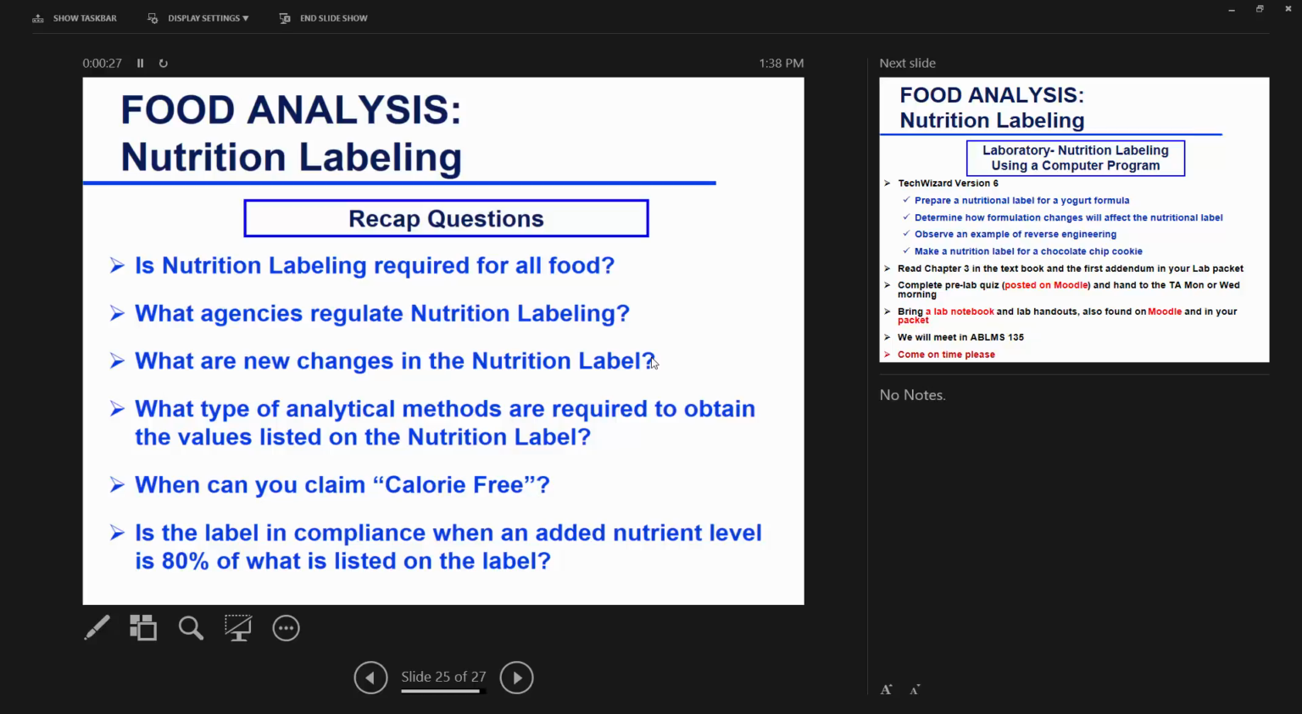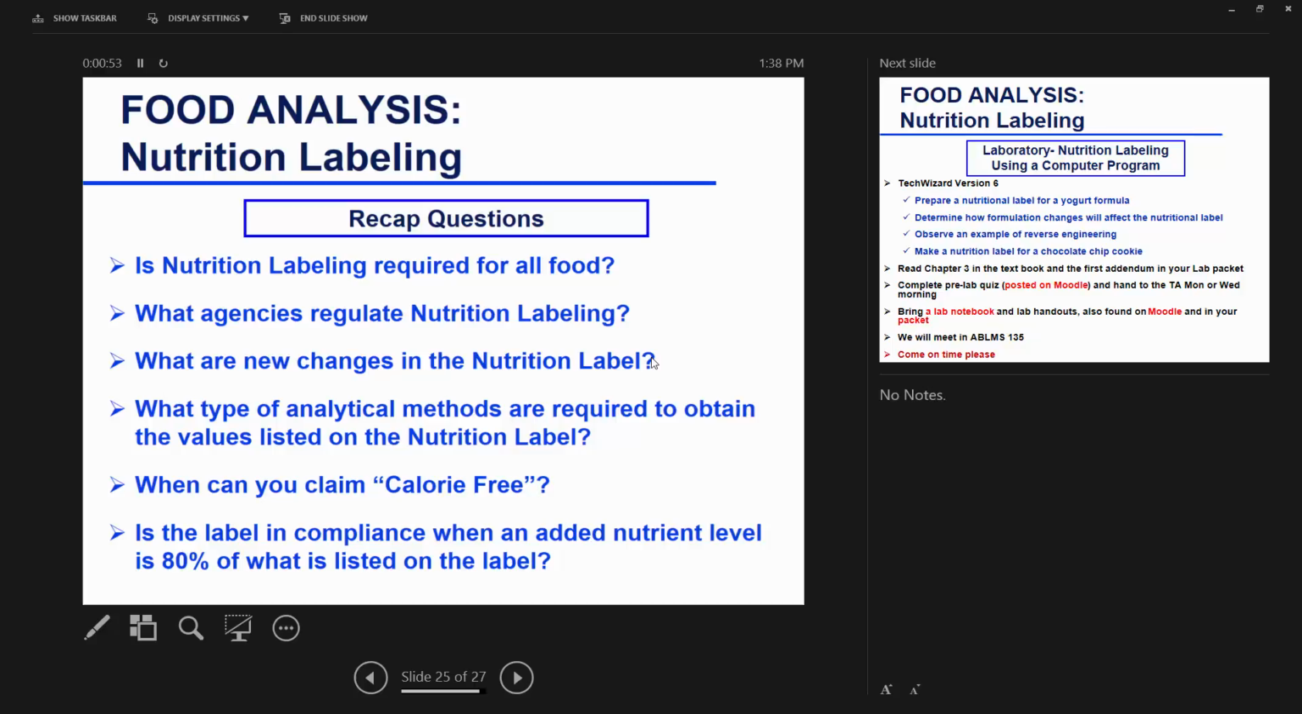Okay. What agencies regulate nutrition labeling? FDA and USDA. Okay, FDA and USDA. Do you know USDA specifically? What do they regulate? Do you remember this part? FSIS. Yes, but what meat? Meat, poultry, and eggs.